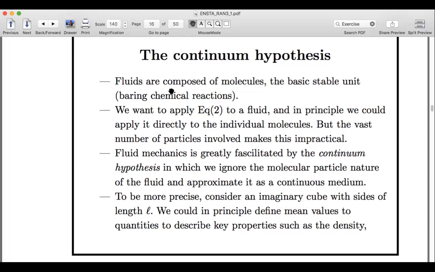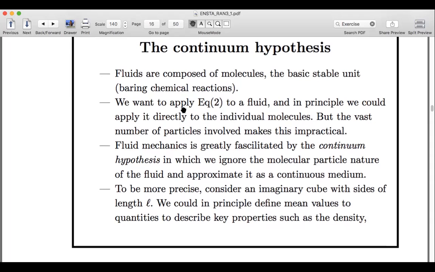Of course, it's not exactly true, right? Fluids are composed of molecules, the most basic stable unit. You'd have to do chemical reactions to break the molecules. So the molecules are like little particles. But we want to apply this second law of Newton to the fluid. So in principle, we could apply it directly to the molecules, and there are people doing that in biological applications, for instance.